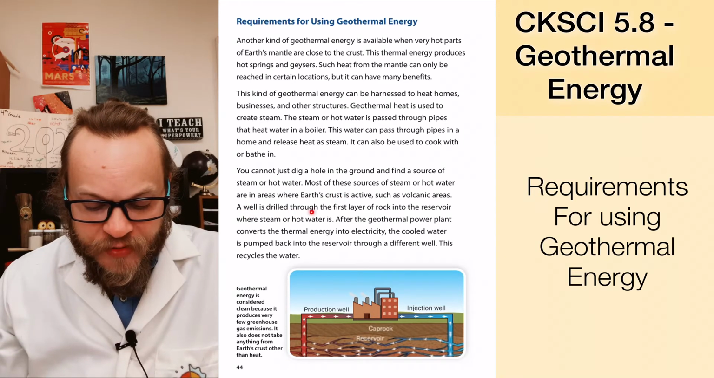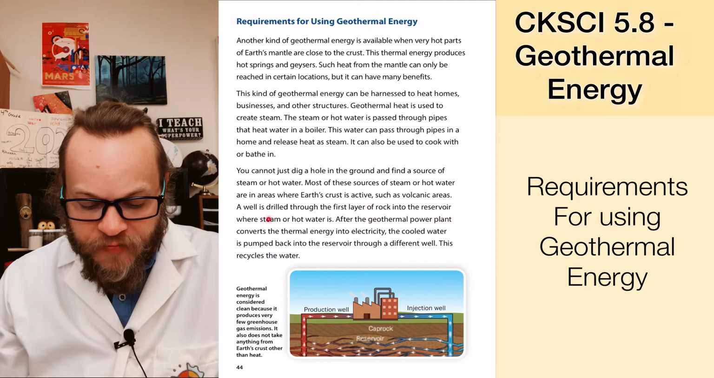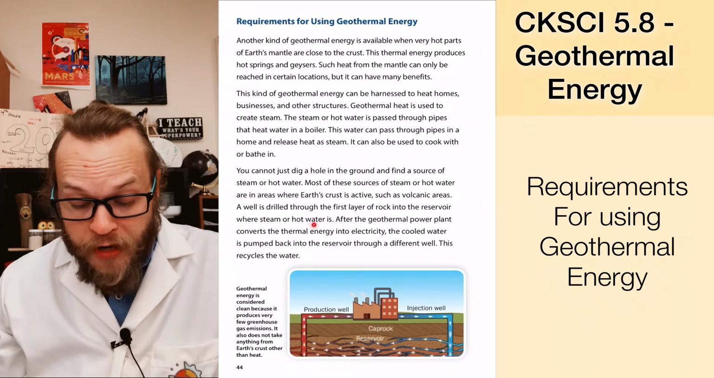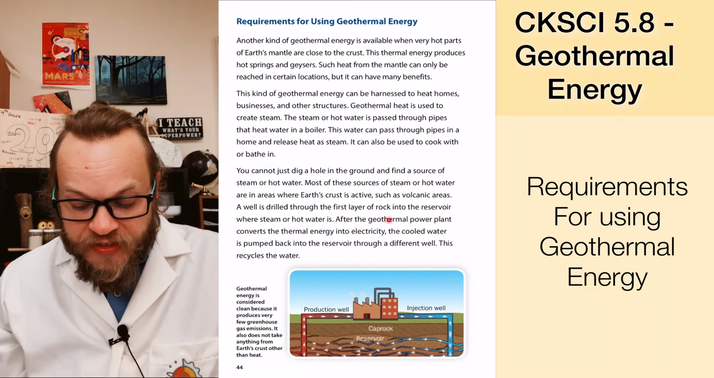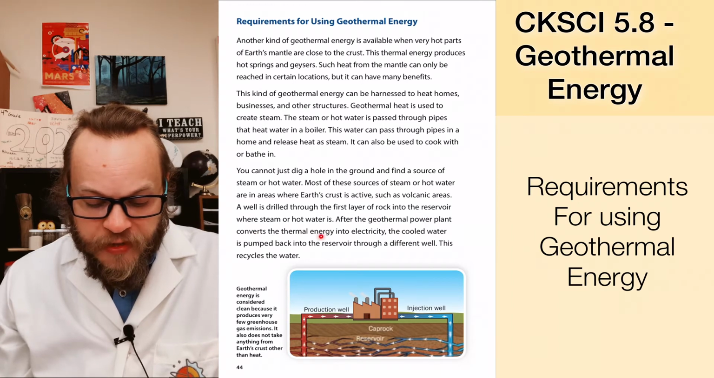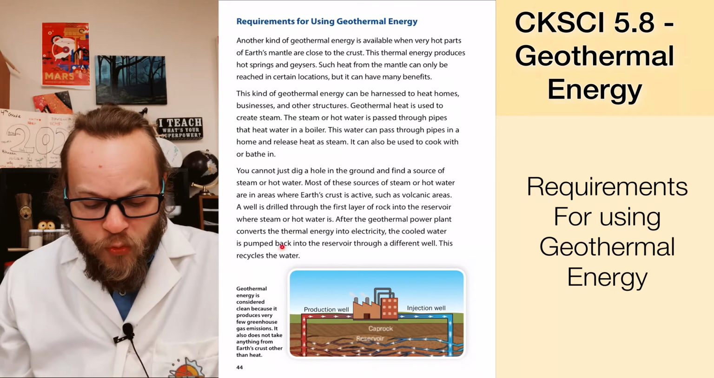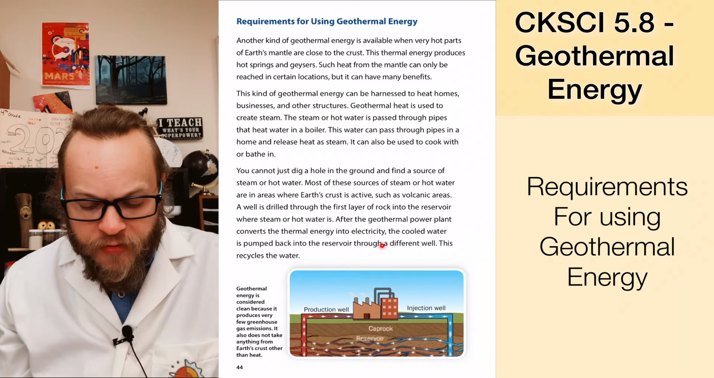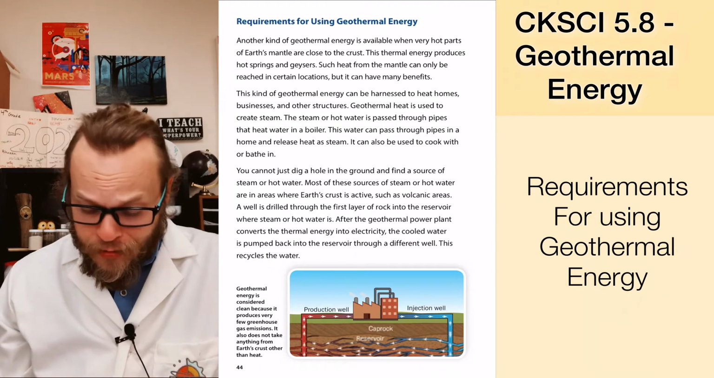A well is drilled through the first layer of rock into the reservoir, where steam or hot water can be found. After the geothermal power plant converts the thermal energy into electricity, the cooled water is pumped back into the reservoir through a different well. This recycles the water.